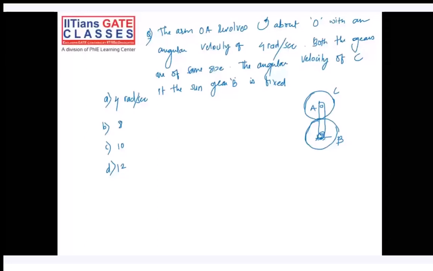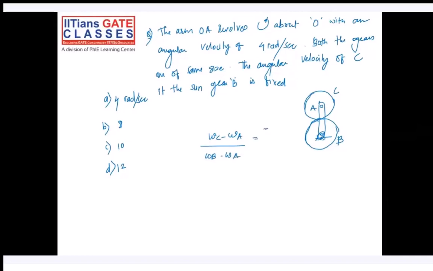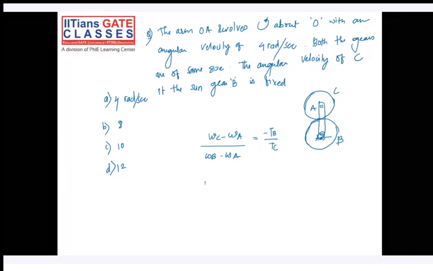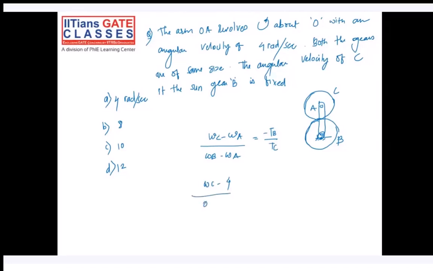No, A is not the correct answer. If you see here, (omega C minus omega A) divided by (omega B minus omega A) is equal to minus of TB by TC. As simple as it is. Omega C is what you are supposed to calculate. Omega A is 4, considering counterclockwise as positive, so minus 4, and omega B is 0 because the sun gear B is fixed, they have given.